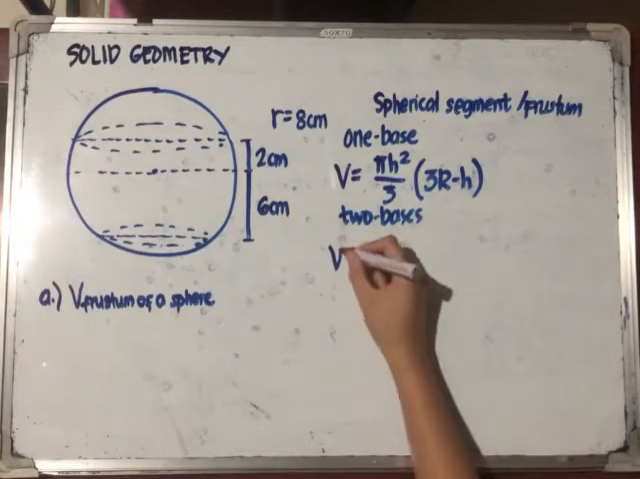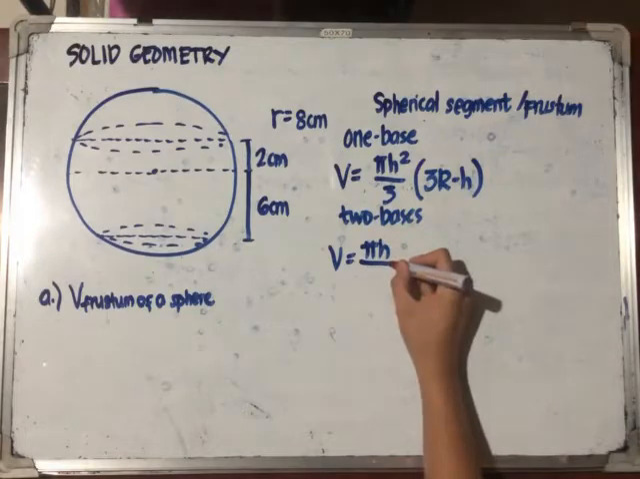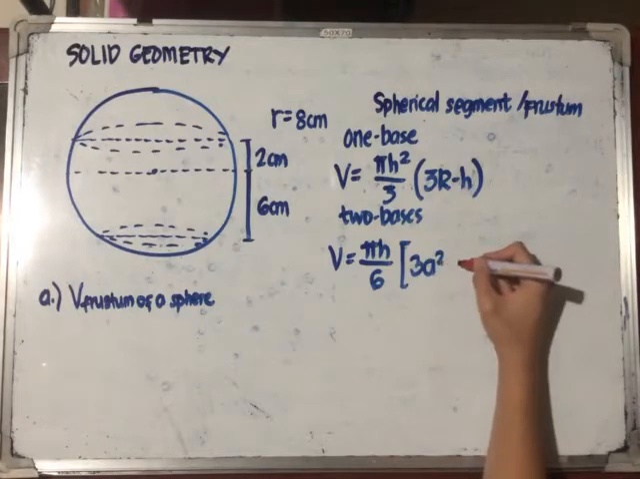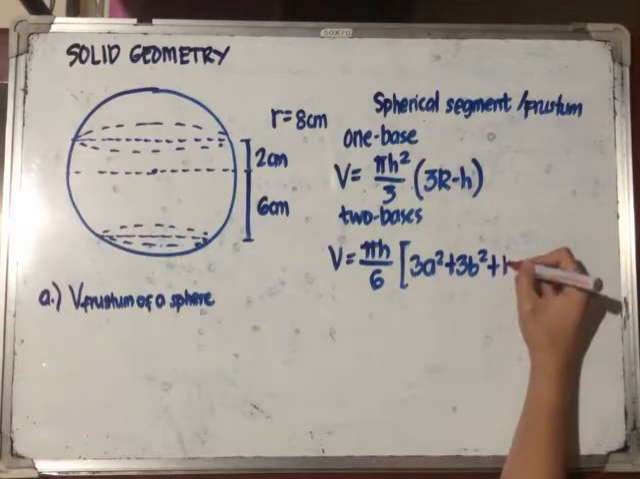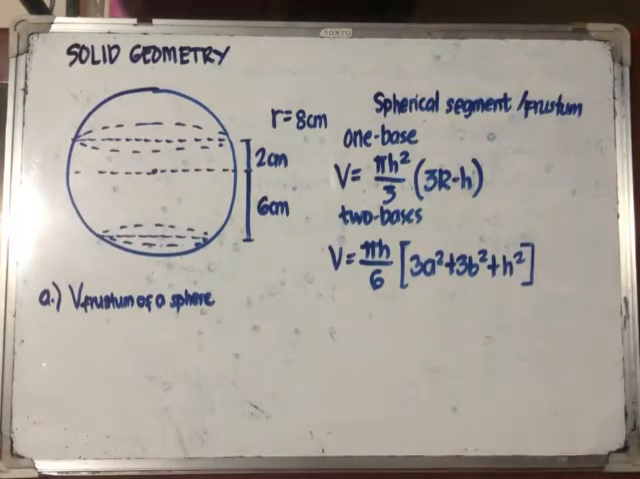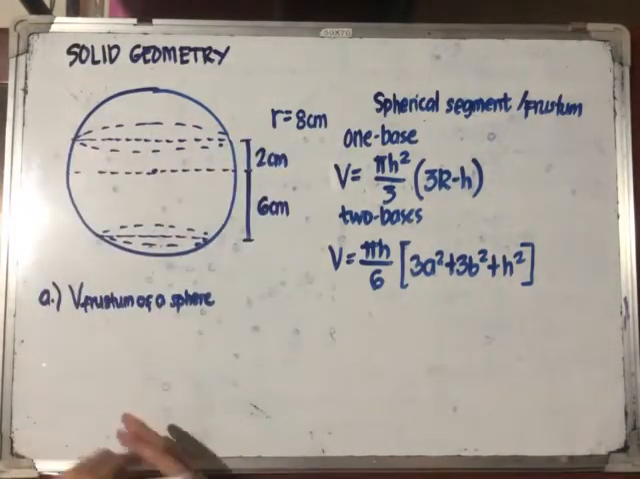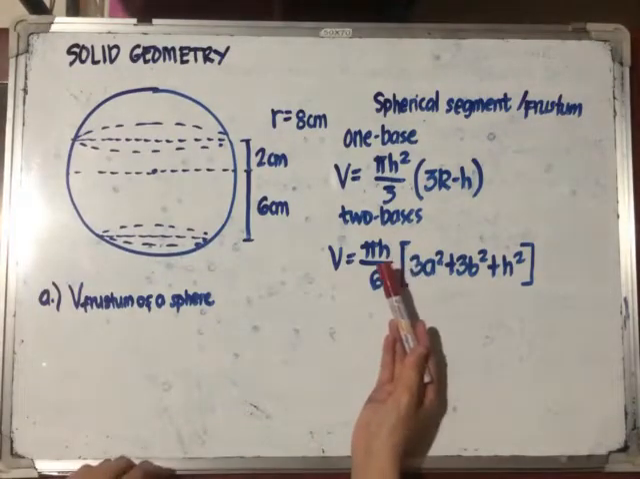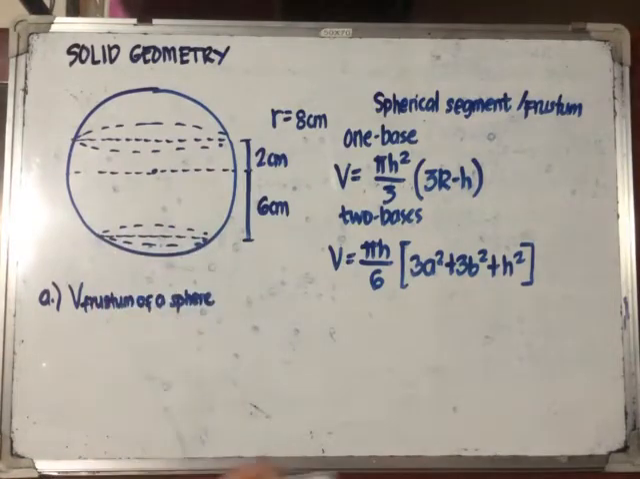Yan, two bases naman natin, the volume would be pi h over 6 times 3a squared plus 3b squared plus h squared. Okay. Magiging one base siya if isang circular section lang yung makikita mo. So, just like this one, since dalawang plane yung ipapass through mo dito and you are concerned with this inner portion of the sphere, basically, we have two bases here. Kasi may isang base doon which is a circular base and this one is another circular base.